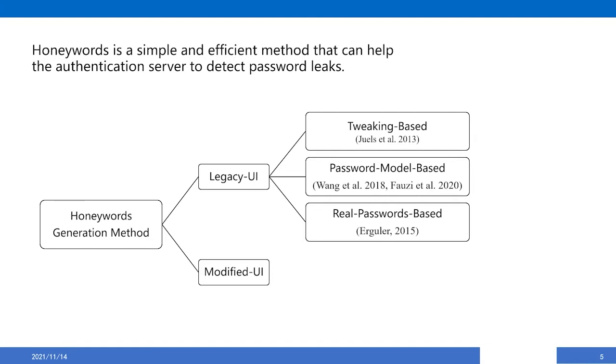The current research on the Honeywords generation method can be divided into legacy UI-based methods and modified UI-based methods. Generally speaking, the legacy UI-based methods are easy to deploy but have low security, while the modified UI-based methods have high security but are difficult to deploy. Judging from existing applications, the legacy UI-based method is the mainstream method and is a hot topic of current study.